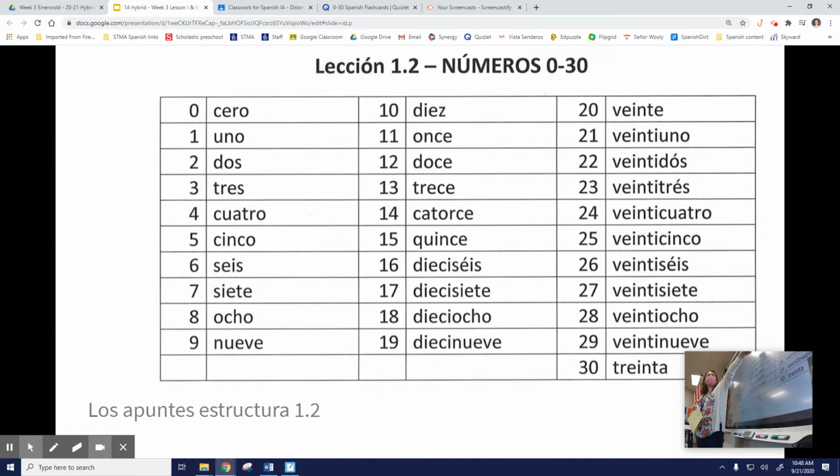Do you see any pattern in 11 through 15? Did anyone notice a pattern there? Jackson? All end with ce, or say. Exactly. Jackson said they all end with ce, or say. Once, doce, trece, catorce, quince. Do you see any other patterns?